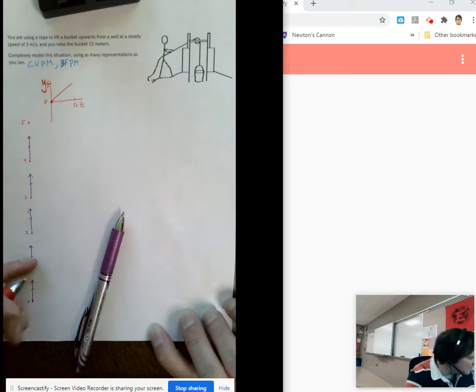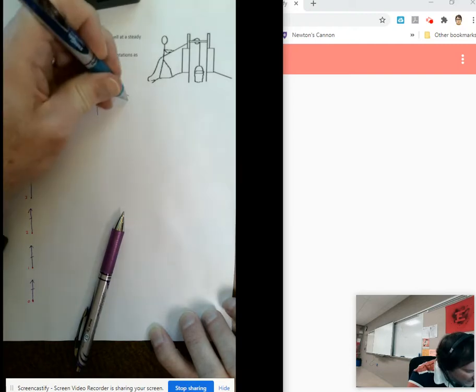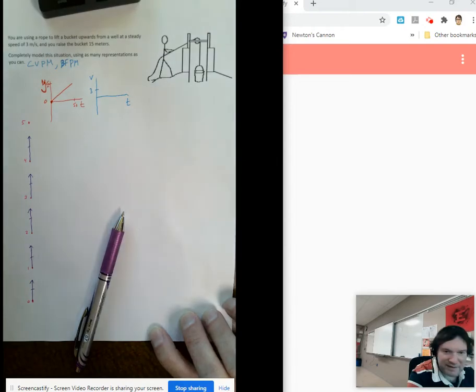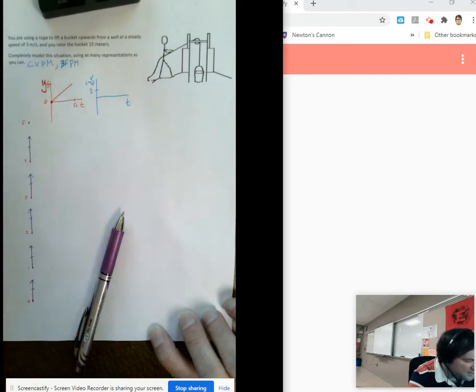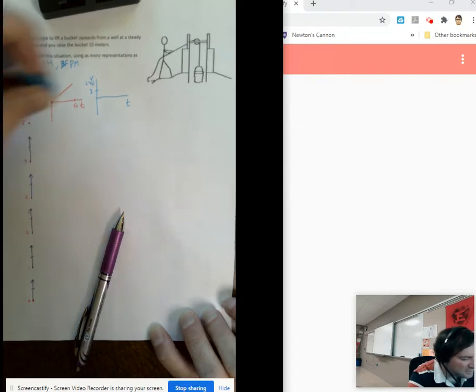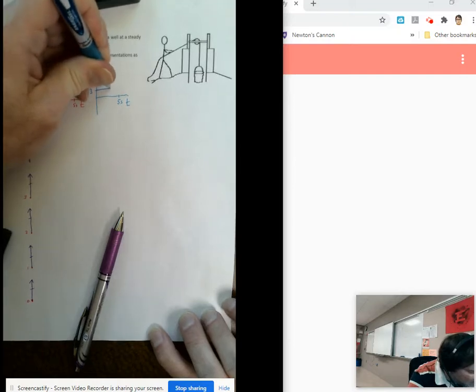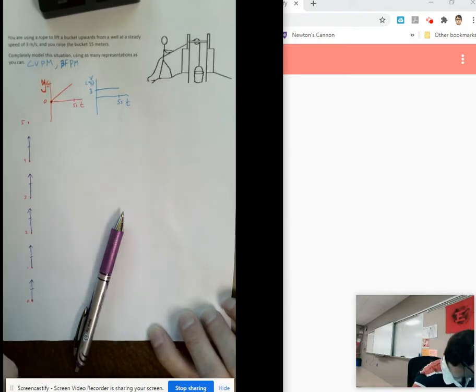If I wanted to make a velocity versus time graph, then it is showing that at any time, the velocity was always exactly positive 3 meters for each second. So at 0 seconds, it's 3 meters per second. At 1 second, it's 3 meters per second. At 2 seconds, it's 3 meters per second, all the way up to 5 seconds. So I'm just showing a horizontal line for that. So I've got a motion map, I've got a position versus time graph, I've got a velocity versus time graph.